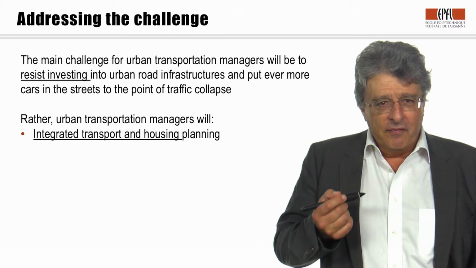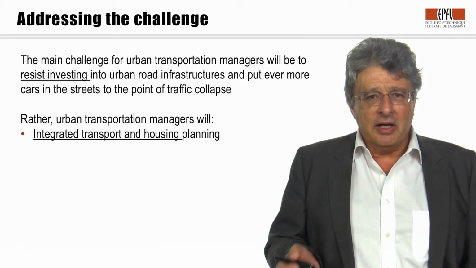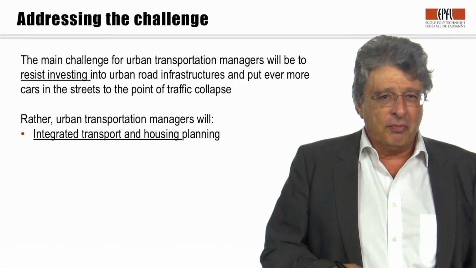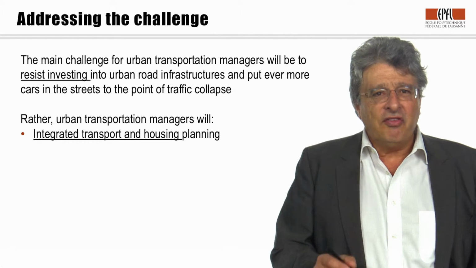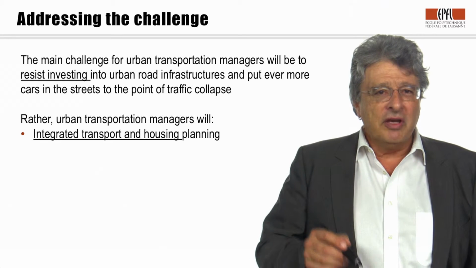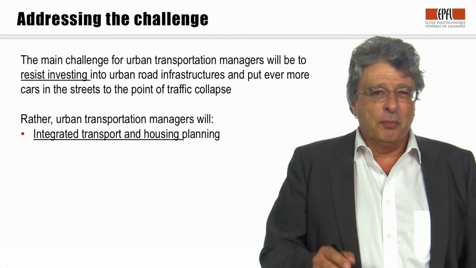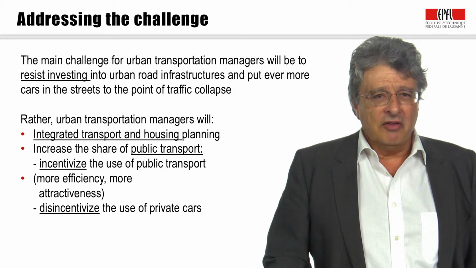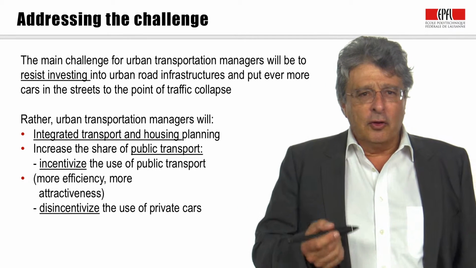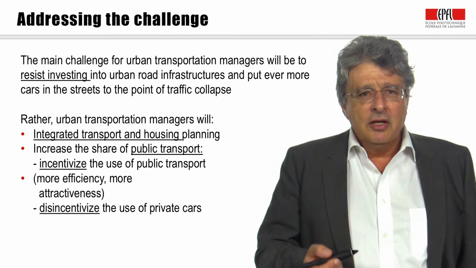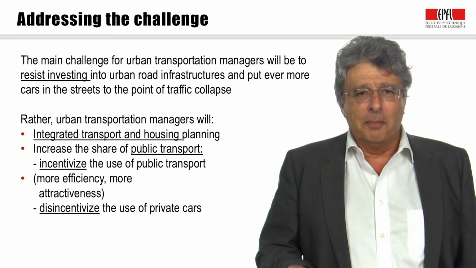I think the first big task is to do an integrated transport and housing planning. As we saw before, urban sprawl and mobility are closely related. It makes no sense to plan these things separately, to plan housing, building separately from planning transport, or to plan transport separately from how housing is planned. The second big task of urban public transport managers will be to actually increase the share of public transport in the overall mobility mix.